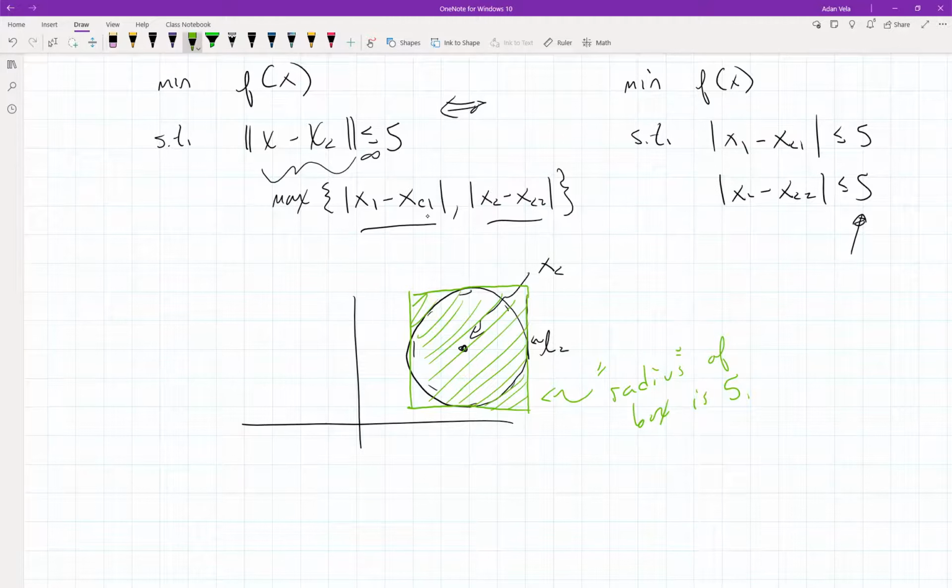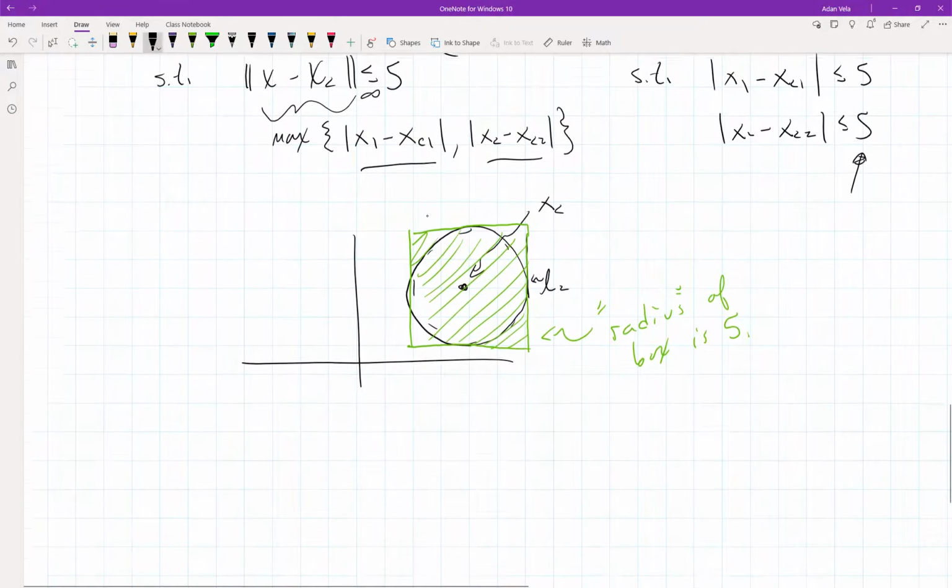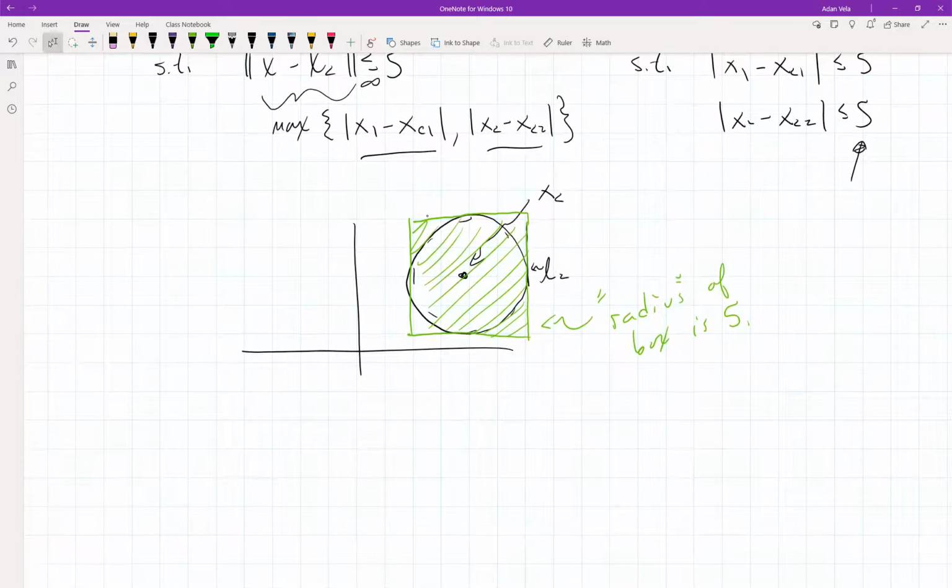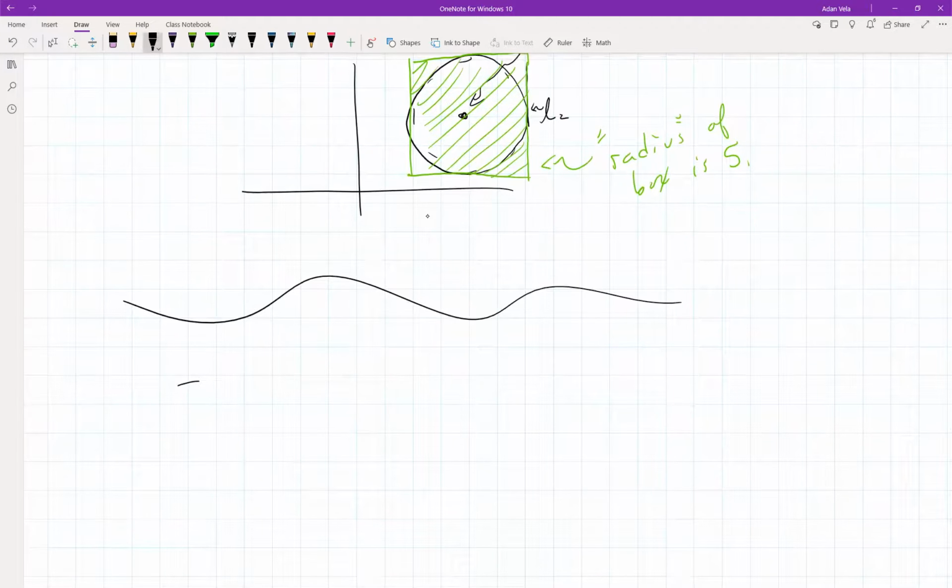So what's an application of these types of norms in an optimization problem? Maybe we should give an example of when you might use these L1 and L infinity norms. Let's say you're flying on an airplane. We're going to say you're taking luggage on a plane.